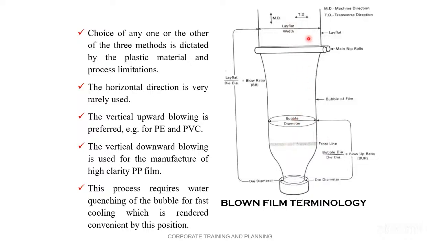Therefore, friend, generally this is an upward type. Generally, horizontally we are not using actually, but downward I told you only for polypropylene, right? Therefore, friend, the upward blowing is very good for polyethylene and PVC, right? And I told you the vertical downward is only if you want higher clarity.